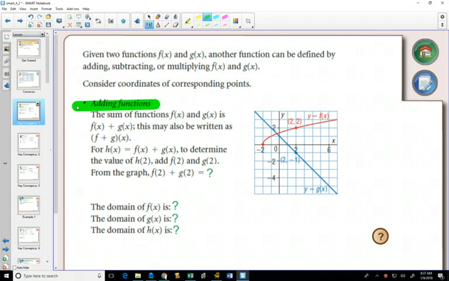So first of all, adding functions, some of the key things that I want you to see here is notation. This notation right here, f of x plus g of x, is the easy notation. It's really intuitive. It really looks like I'm adding the graph of f plus the graph of g. Sometimes, though, it's also written in this notation, where the f plus g is written in brackets with the x afterwards.